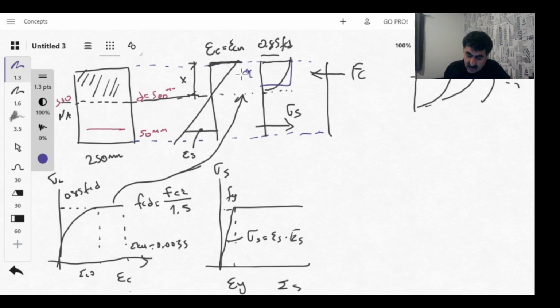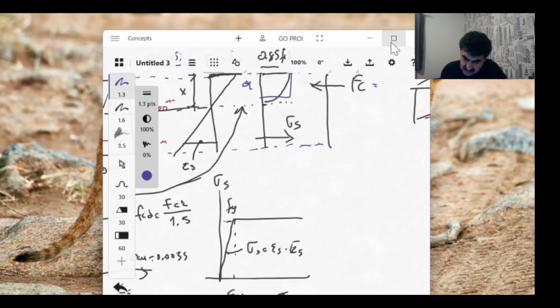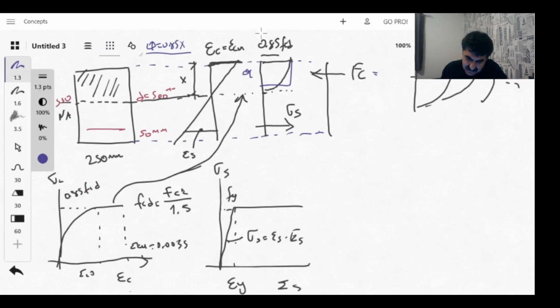According to the codes, a is given, usually like 0.85x, according to the grade of the concrete as well, but usually it is 0.85. So if so, I can calculate Fc more easily. Fc will be equal to this value, sorry, let me make it bigger. So this value multiplied by 0.